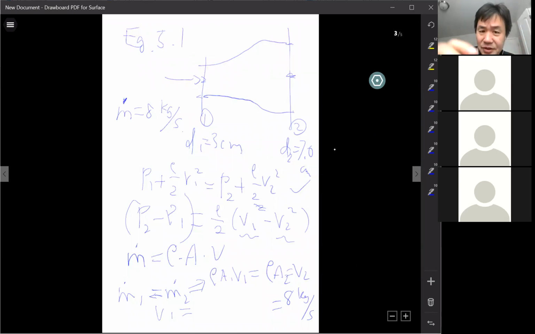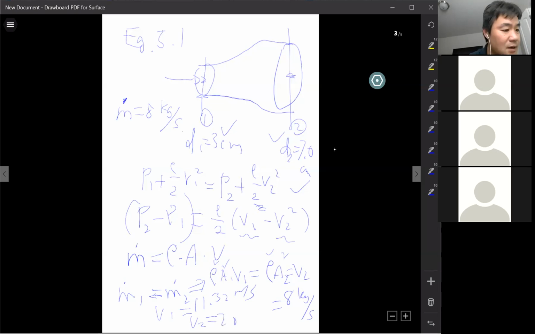Because you know A1 and A2, right? These are circular pipes, and you're given the diameter. What is area in terms of diameter? Quarter pi d squared. So you should be able to find A1 and A2. Density is given, it's water, 1,000. So you can calculate V1 and V2 from the mass flow rate equal to 8 kilograms per second. V1 is 11.32 meters per second, and V2 is 2.079 meters per second. Then replace V1 and V2 in the Bernoulli equation and calculate the pressure increase: 61.91 kilopascals, kPa. That's the final answer.